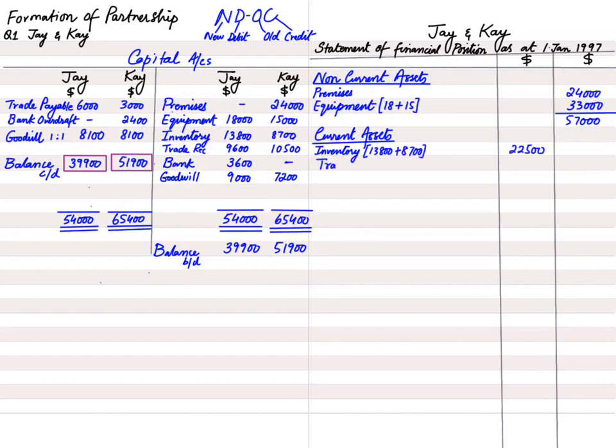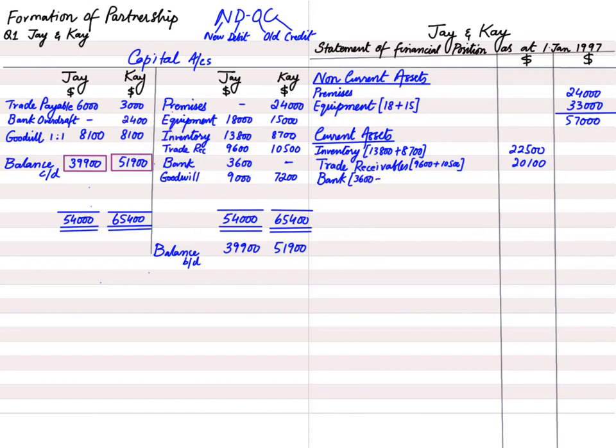Then we have a trade receivable value, also known as debtors. Bad debt has already been deducted. No need to deduct it again. Now we have two bank balances. One is a debit balance, and one is a credit balance, that is overdraft. We need to net off both of these figures.